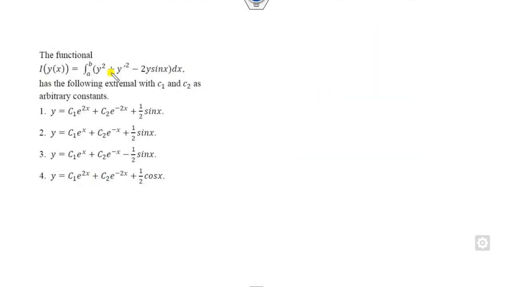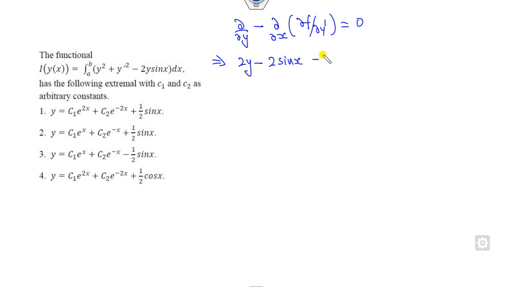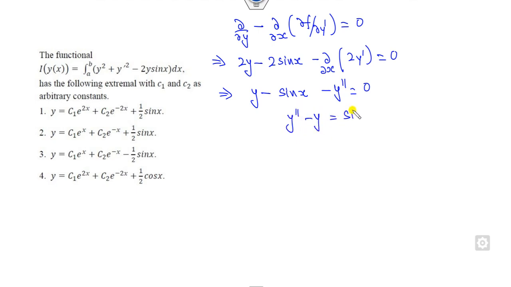Okay, look at this one. So again we can start from here. Partial derivative with respect to y. It's 2y minus 2 sin x minus 2y dash. So 2 will be cancelled out if I take it as common. So minus y double dash is 0. So I can write it like this.